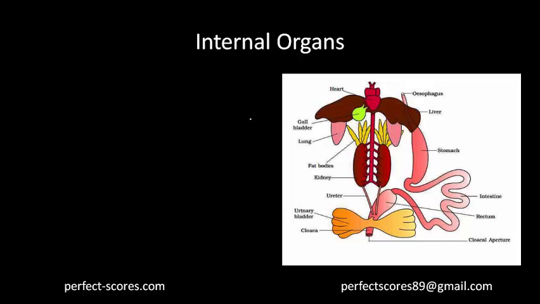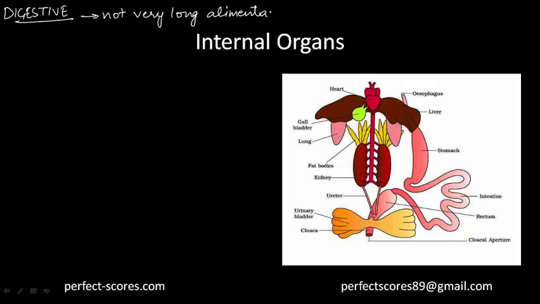So let's do it step by step. The body cavity has lots of different systems. Coming to the digestive system, it has the alimentary canal and the glands. The alimentary canal is not very long because frogs are carnivores. The length of the intestine is not so long, and that is why the alimentary canal is not very long. The reason is that frogs are carnivores.